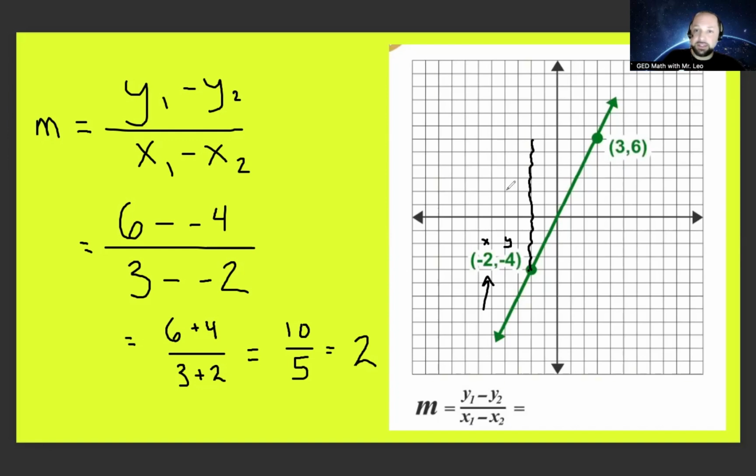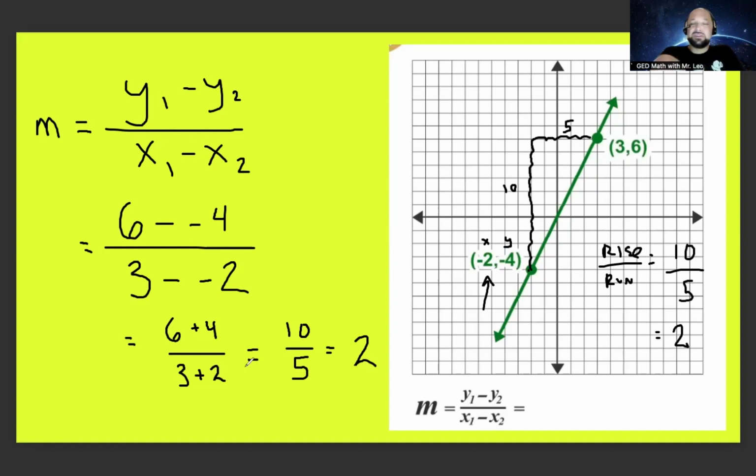Now, that's 10. Rise. Now it runs 1, 2, 3, 4, 5. Rise over run would tell us that this is 10 over 5. That's what we got here. 10 divided by 5 is 2. Slope is 2. That's great.